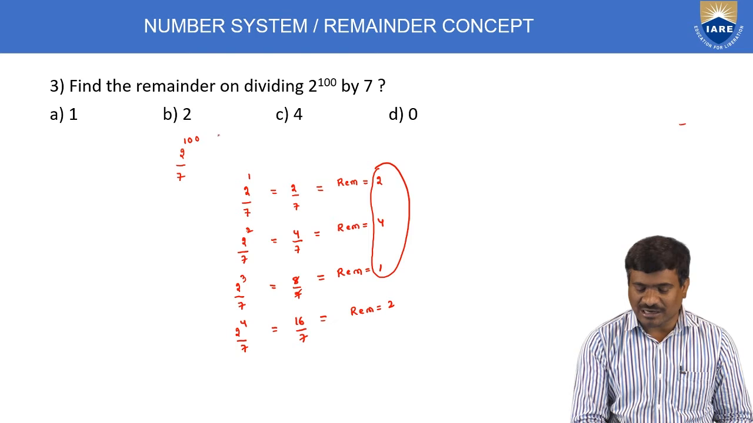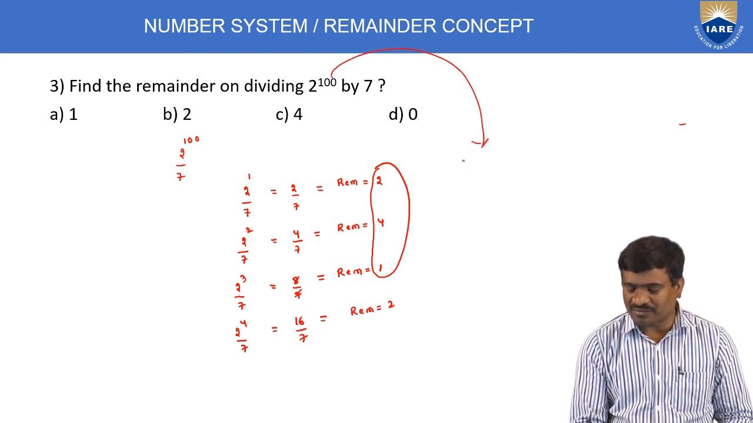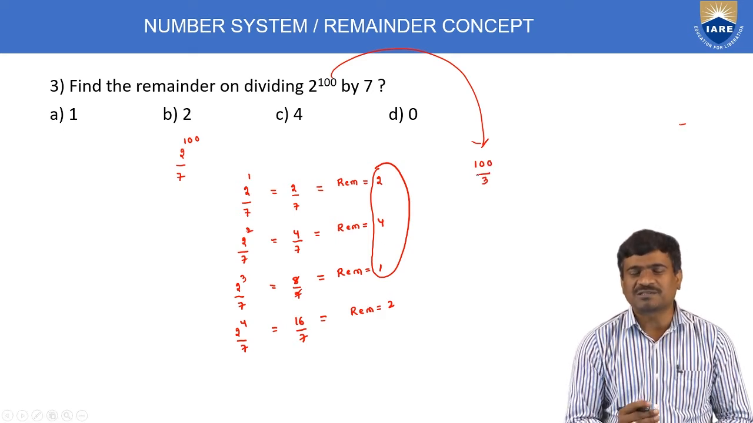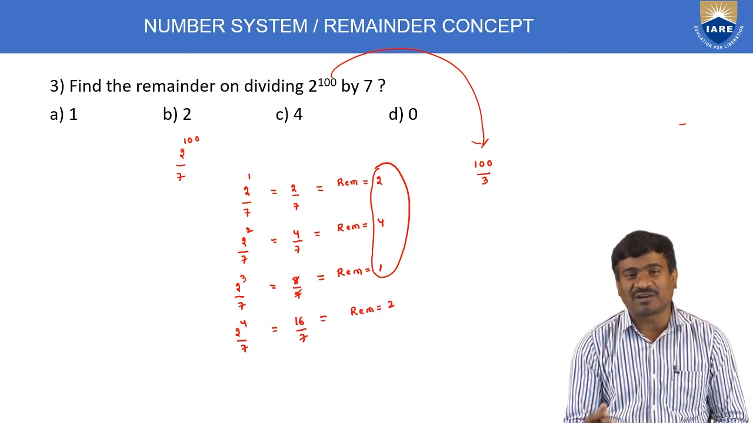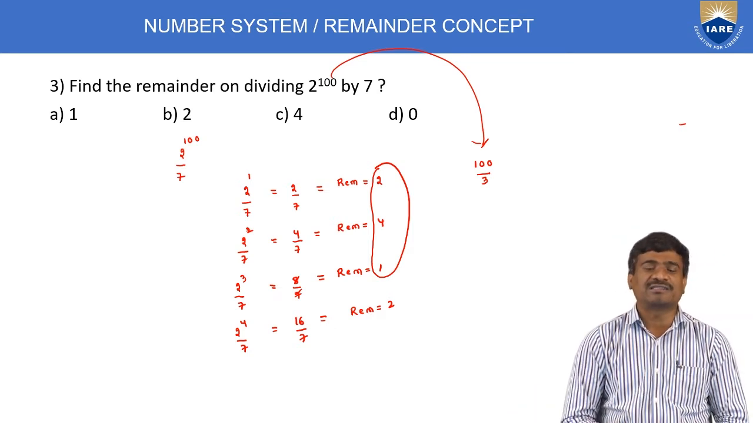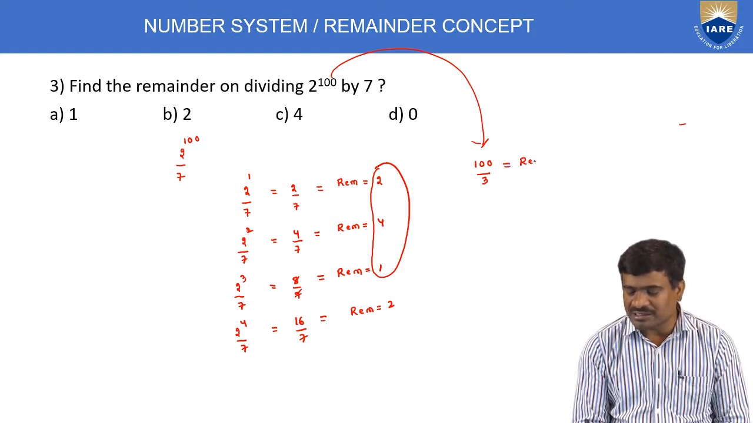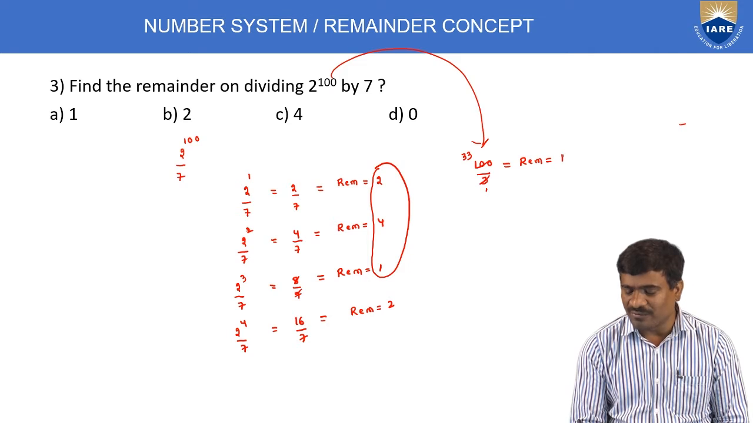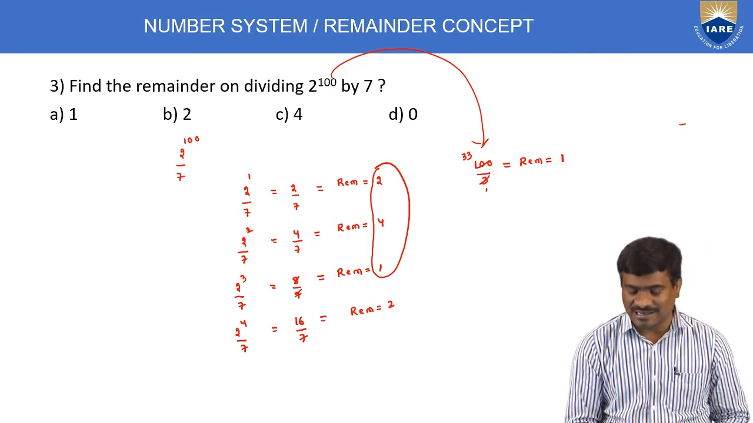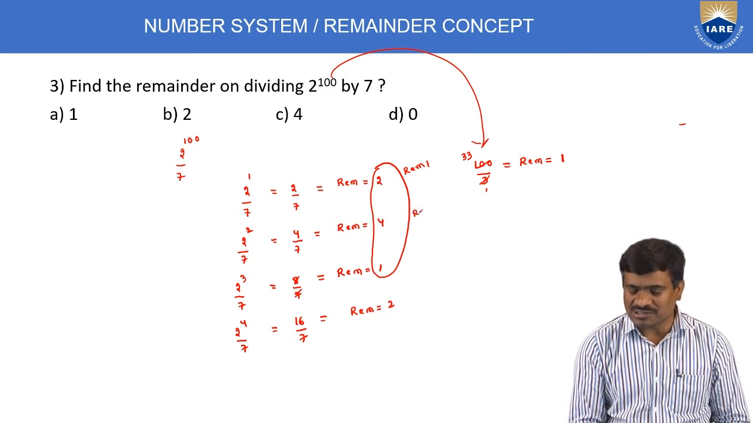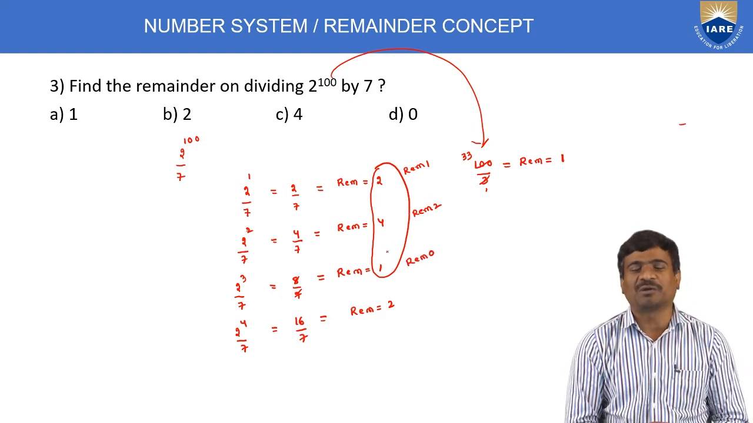If 3 numbers are cyclic repeated, then the power is divisible by 3. Suppose 4 numbers are cyclic repeated, then the power is divisible by 4. 5 numbers are cyclic repeated, then the power is divisible by 5, and so on. It depends only on cyclicity, the number of repetitions only. Here 100 by 3, consider only the remainder. 3 into 33, remainder only 1. When the remainder is 1, the answer is the first term of the repetition. When the remainder is 2, the second term of the repetition. When the remainder is 0, the answer is the last term of the repetition.